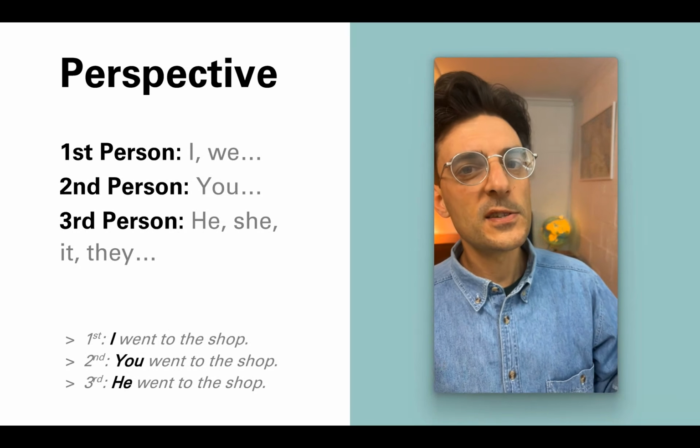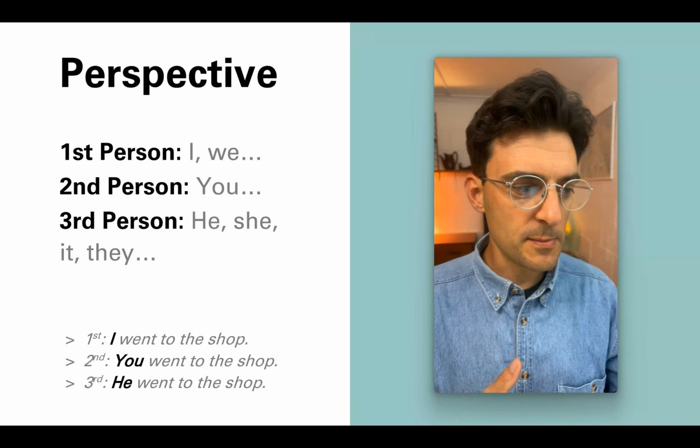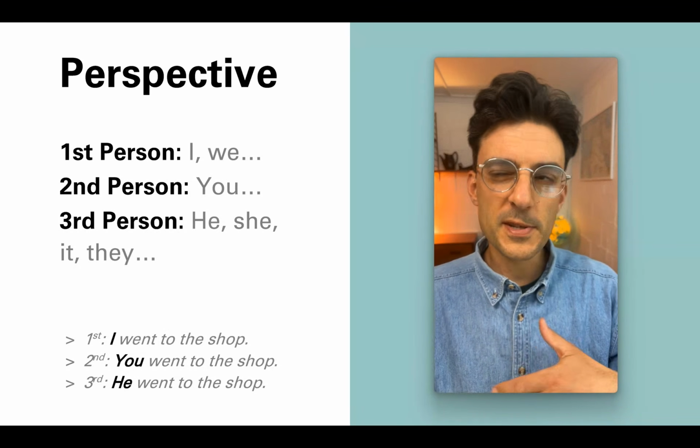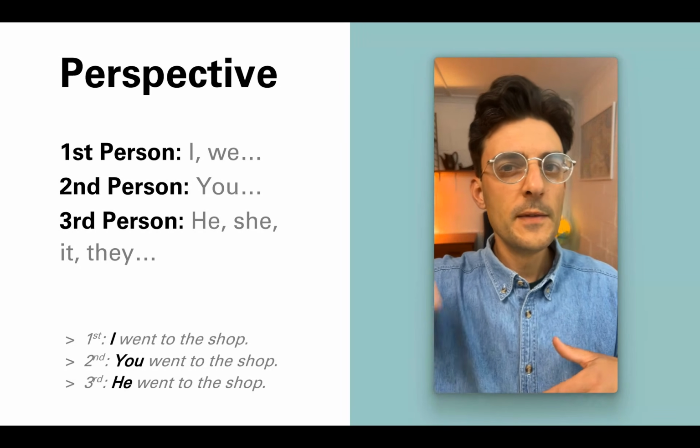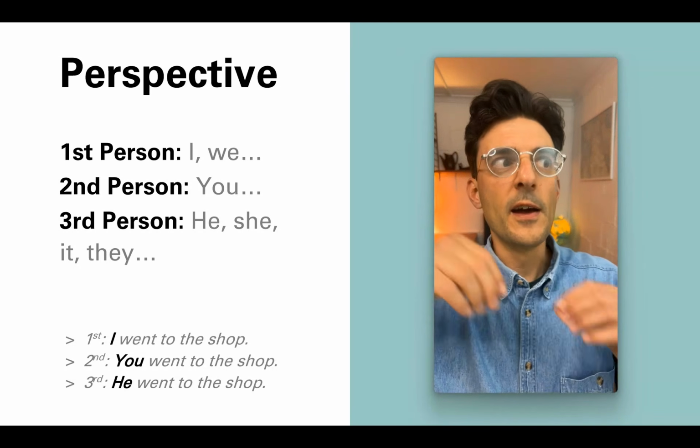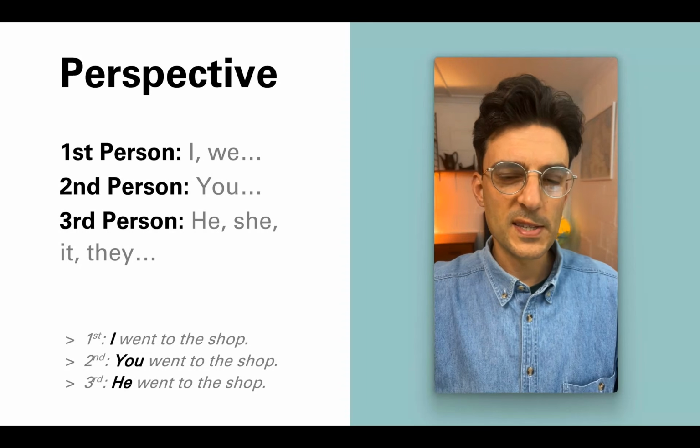And last but not least, one of the more common ones is third person perspective. He went to the shop, sometimes called kind of God's eye view. This is where you have a kind of external narrator who's kind of narrating the action as we see it.